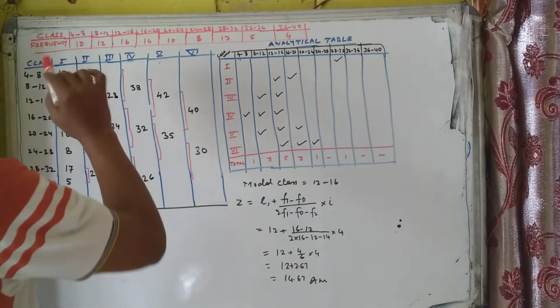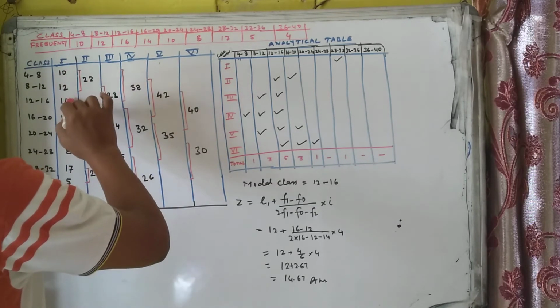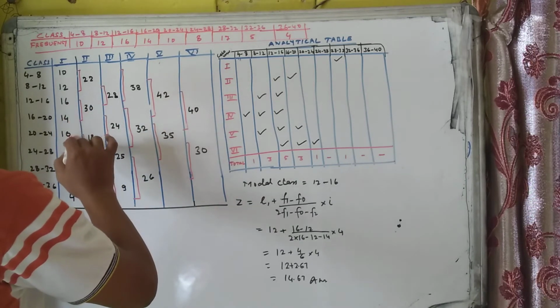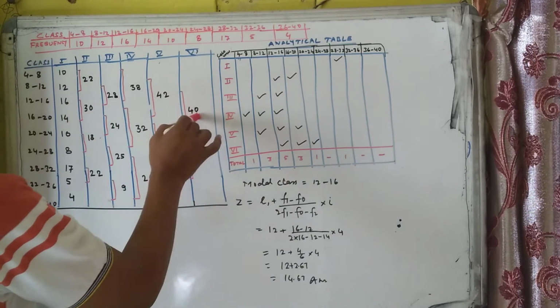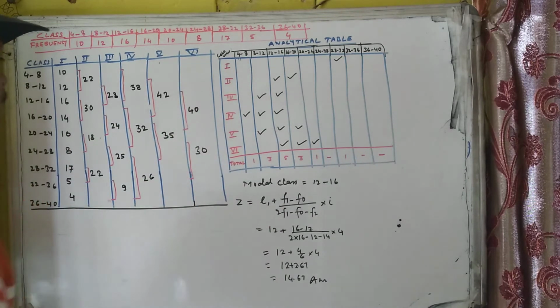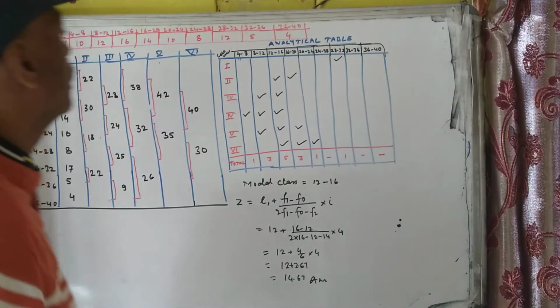Now leave the first two frequencies and take the next three and then the next three. So 16, 14, 10 is 40, and 8, 17, 5 is 30. Leave the last one. After this we have to make the analytical table.